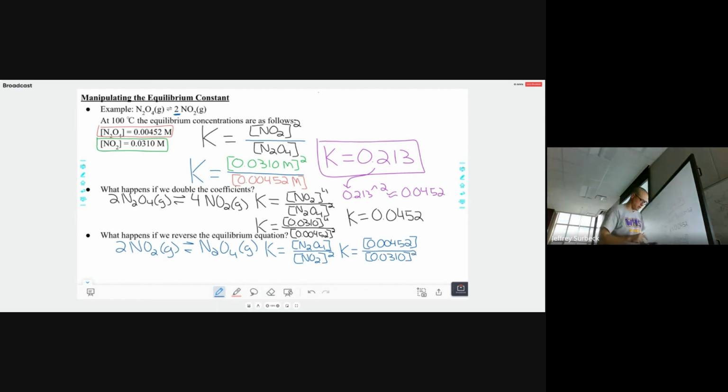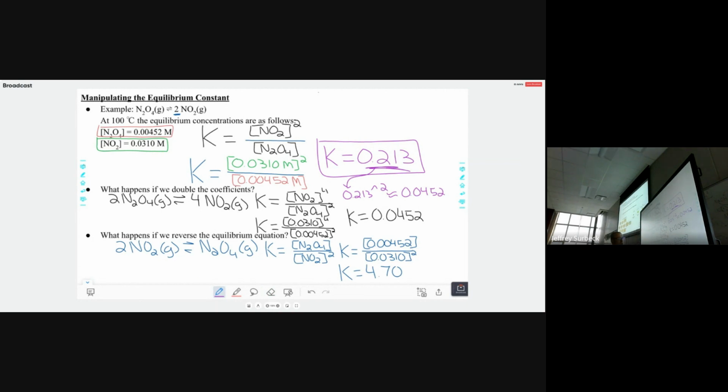So let me plug this into my calculator. Okay, so I'm going to get 0.00452 divided by 0.0310, and that value down on the bottom is squared. I get a K of 4.70. Now, again, that was quite a lot of work here. So why don't I see if I can take my original K, which again was 0.213, and see if I can do something here with this original K value to be able to express it in something useful, okay? And so here we go, all right?